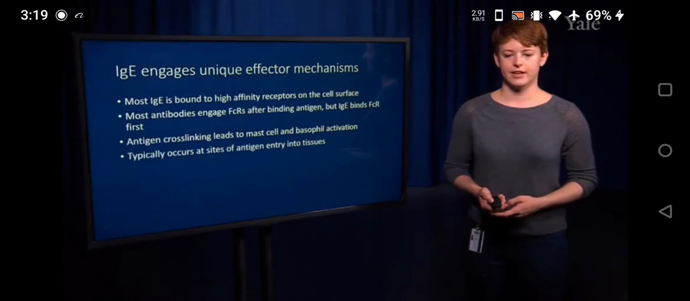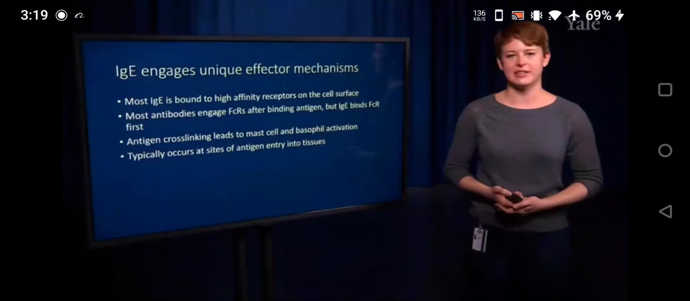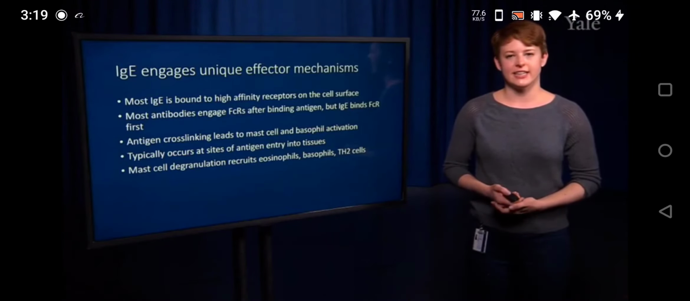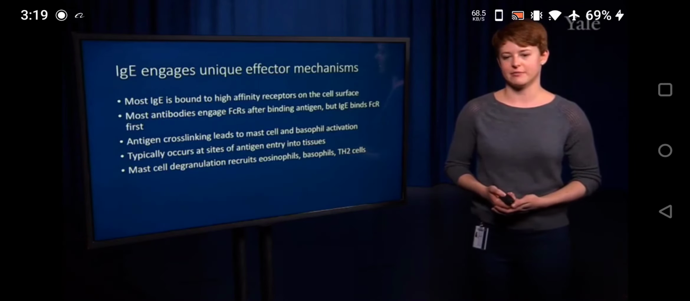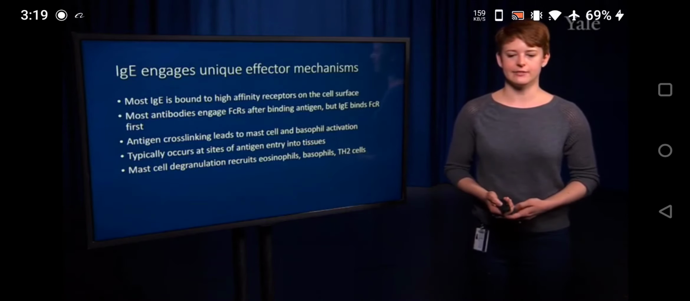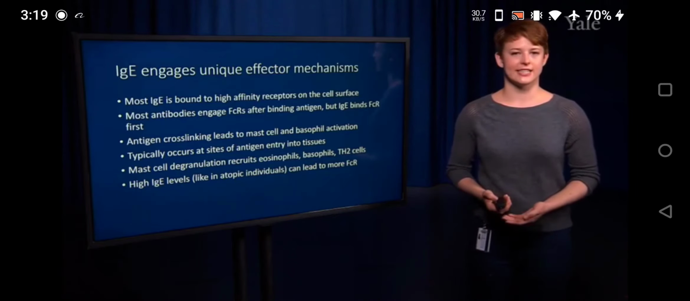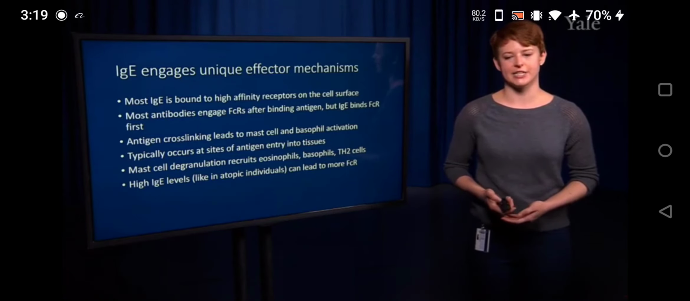So, as I mentioned before, this typically occurs at sites of antigen entry into tissues. And for example, this is really prevalent in the mucosa. Mast cell degranulation then proceeds to recruit other cells important for the allergic response, including eosinophils, basophils, and Th2 cells. And high IgE levels, like seen in an atopic individual, can then lead to higher expression of Fc receptors.